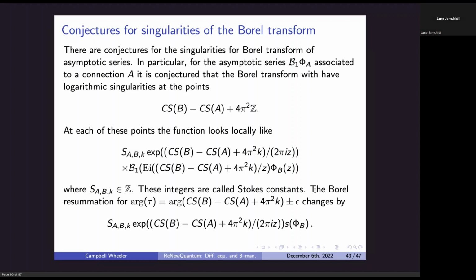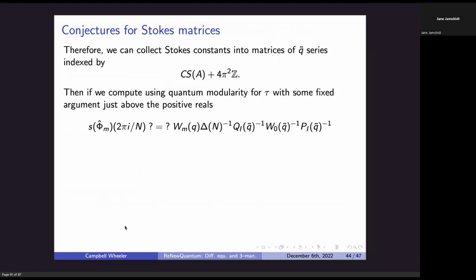The question is, can we calculate these integers? These are the unknowns, and we want to understand their structure. The reason they are interesting is that if we have these singularities and you apply the Laplace transform, if you integrate along one side of the singularity and then along the other, your Borel transforms will jump by this factor at the bottom here. This is in terms of one of the other Borel transforms, with the exponential factor out front, and then this integer. So this integer keeps track of all the information about this Stokes behavior.